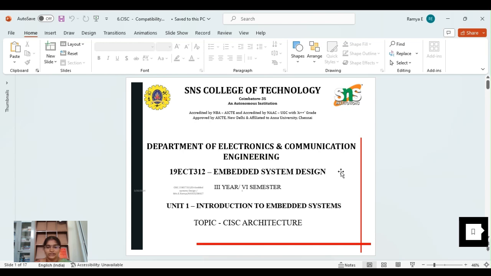Today we are going to discuss introduction to embedded system. In that we are going to discuss CISC architecture. So let's discuss one by one. What is CISC architecture?